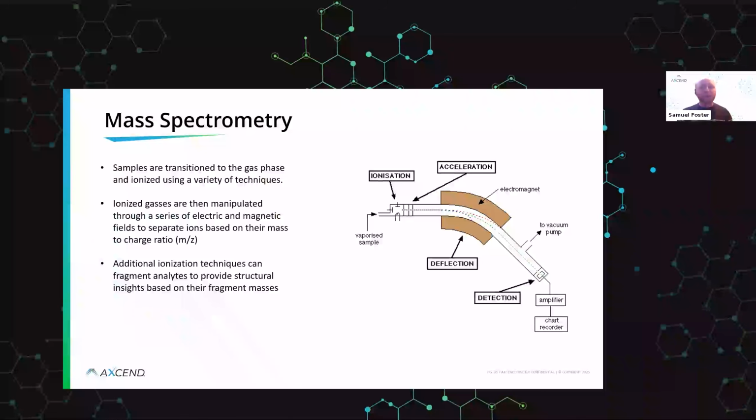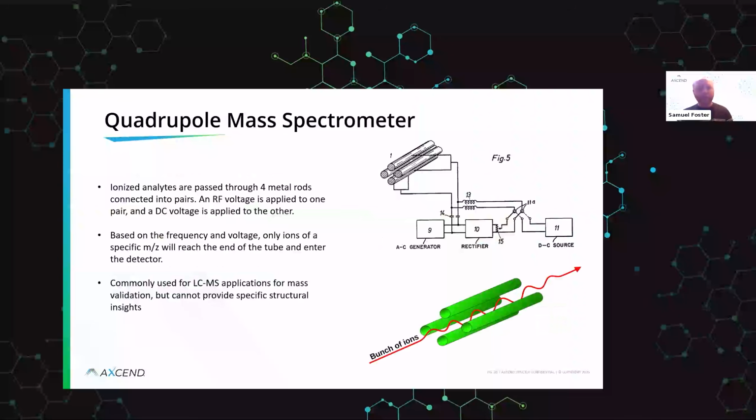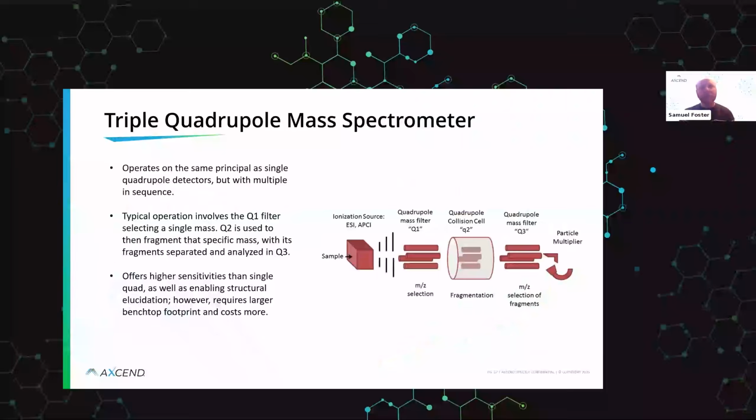Now, how you actually move them through the system and perform those separations, there's a couple of common techniques. So first and foremost, this is sort of the low-end system, the quadrupole mass spectrometer. This is a simple system in which you have a quadrupole, so two sets of rods, and you apply a frequency between them. And based on the changing of the voltage and the frequency, you're able to separate these compounds based on their specific mass to charge ratio when they enter the detector. This is very great. It can provide you an overall mass, but it does struggle to provide specific structural insights.